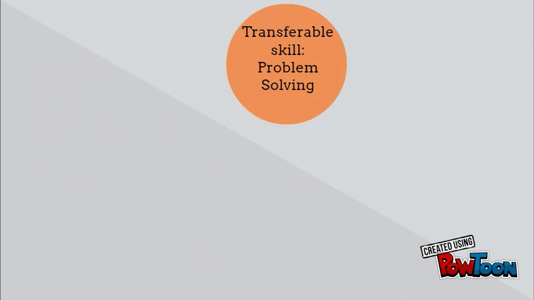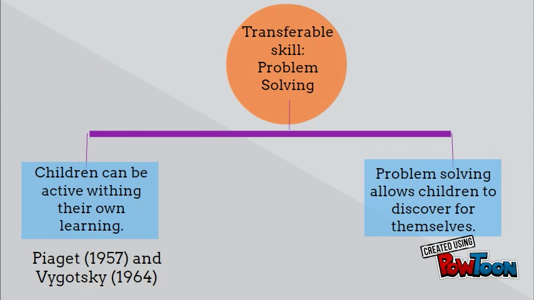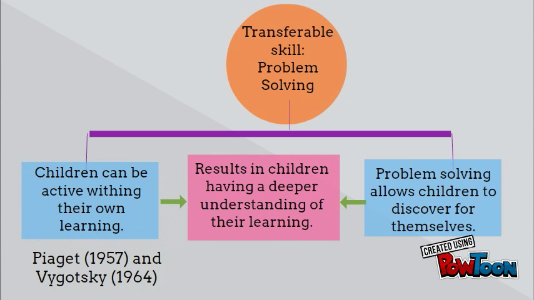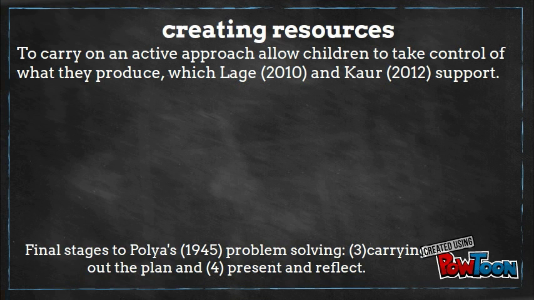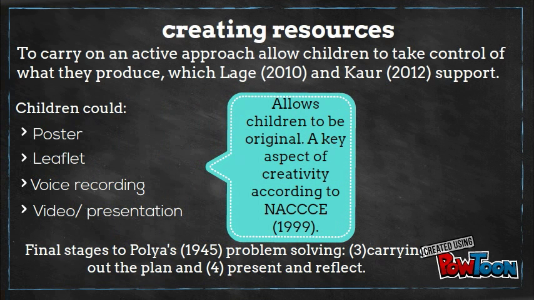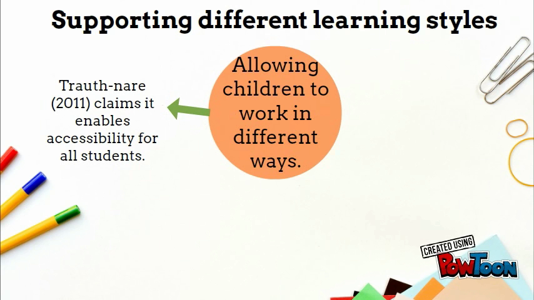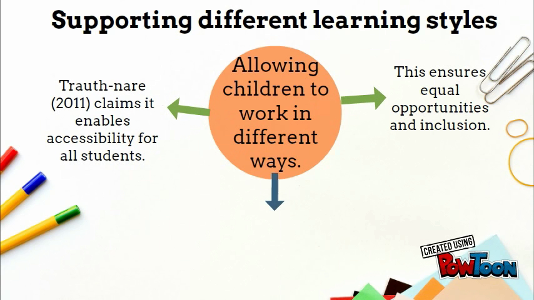By building on problem-solving skills, it allows children to take an active role within learning, which Piaget and Vygotsky claim as positive due to children discovering for themselves, which will help them to gain a deeper understanding. The children will not be told how to present the information they found. The teacher could suggest using a poster or a leaflet, but by allowing children to take control and make their own choices, it allows them to be original, a key aspect of creativity according to NACCCE. By learning in a way which suits them, it enables accessibility for different learning types, forming inclusion.